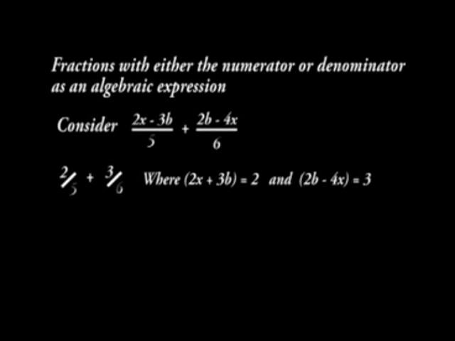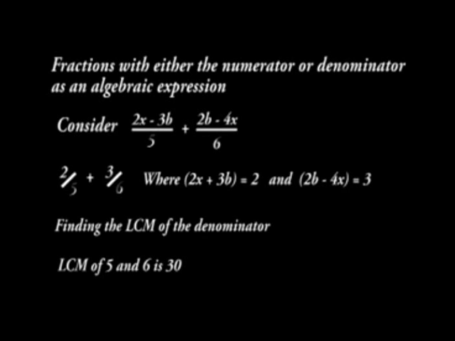the algebraic expressions, where 2x - 3b is represented by 2 and 2b - 4x represented by 3. In simple terms, we solve the equations in the same way as we did with the conventional fractions. That is, find the LCM of the denominators. For the case above, the LCM of 6 and 5 is 30.